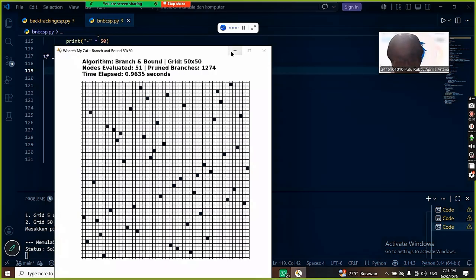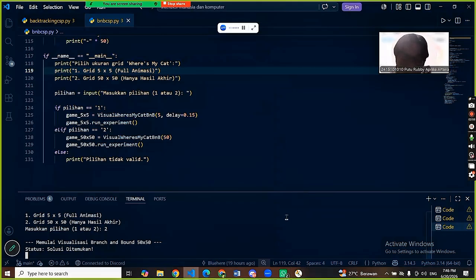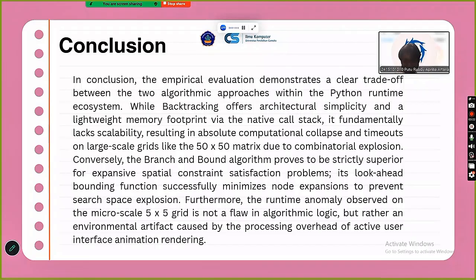And now let's go to the conclusion. The empirical evaluation demonstrates a clear trade-off between the two algorithmic approaches within the Python runtime ecosystem. While backtracking offers architectural simplicity and a lightweight memory footprint via the native call stack, it fundamentally lacks scalability, resulting in absolute computational collapse and timeout on large-scale grids like the 50 times 50 matrix due to combinatorial explosion.